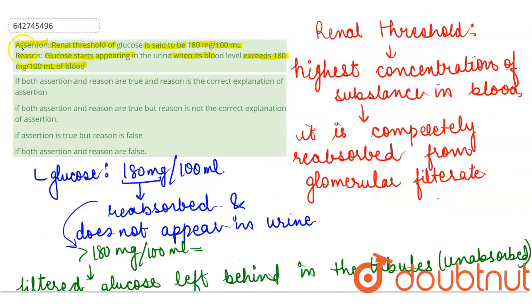So if we come to the question, the assertion, renal threshold of glucose is said to be 180 milligram per 100 ml of blood, is correct. And the reason, that glucose starts appearing in the urine when its blood level exceeds 180 milligram per 100 milliliter of blood, is also correct, because after 180 milligram per 100 ml, the filtered glucose is left behind in the tubules and thus appears in the urine. So both the assertion as well as the reason are correct, and the reason correctly explains the assertion. So our option is: both are correct and it correctly explains the assertion.